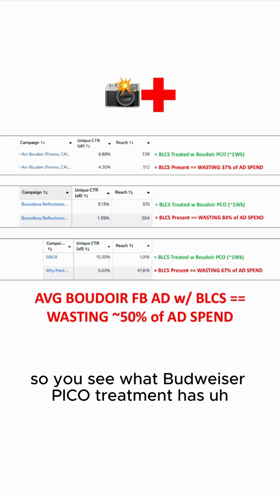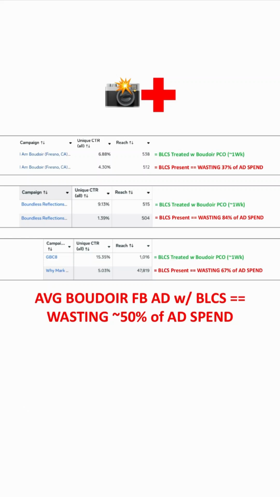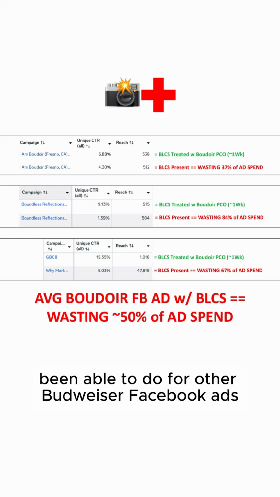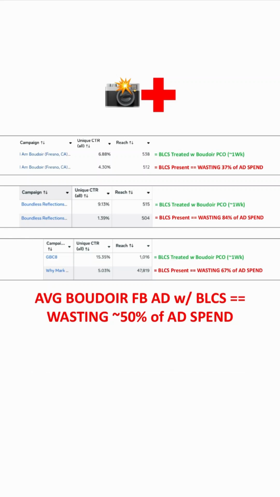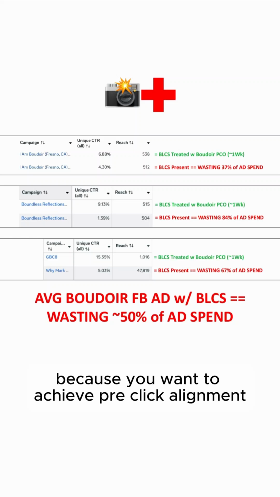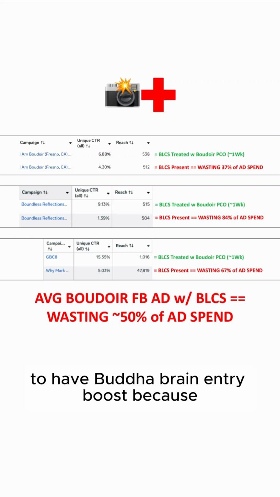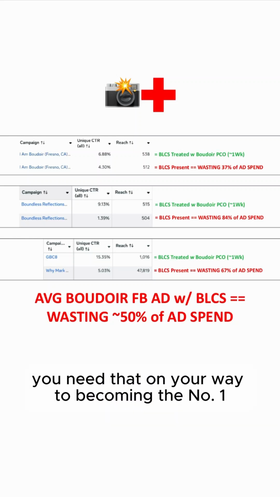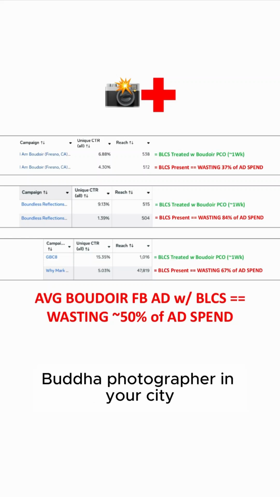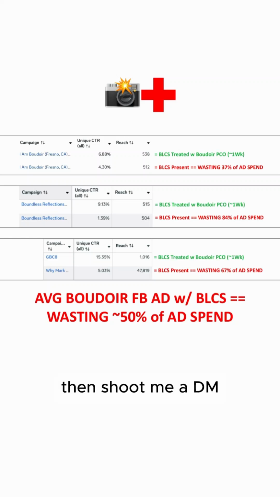So you're seeing what Boudoir Pico treatment has been able to do for other Boudoir Facebook ads, and you want that outcome because you want to achieve pre-click alignment, to become a dominant Boudoir advertiser, to have Boudoir brain entry boost, because you need that on your way to becoming the #1 boudoir photographer in your city. Then shoot me a DM.